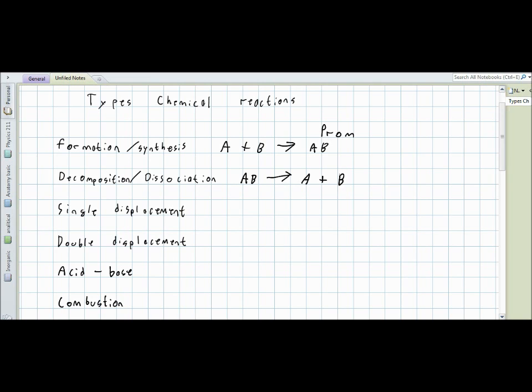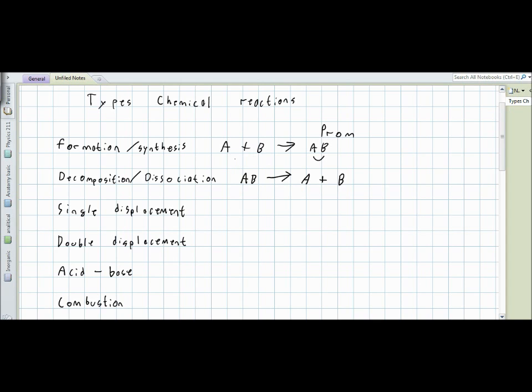And so, as you can see from these first 2, they are pretty much the opposite of each other. So one chemical will add itself to another chemical. These 2 chemicals will bond either ionically or covalently to make this new compound.